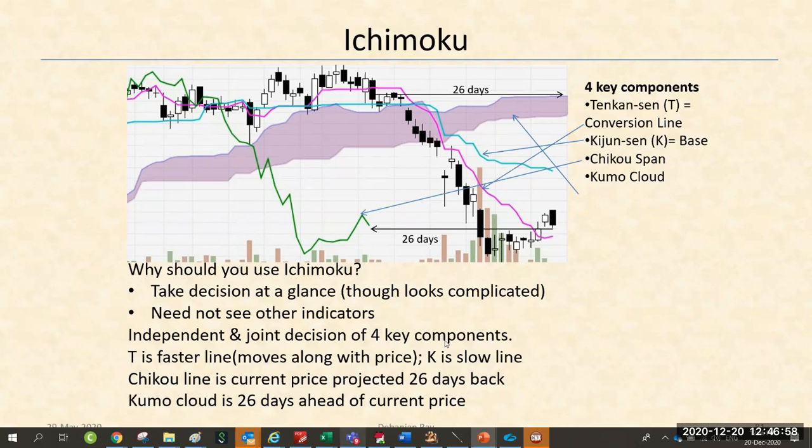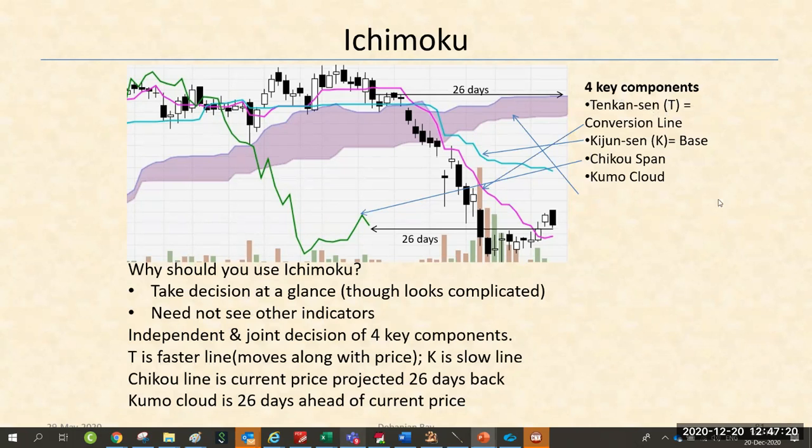four major components. The first component is called Tenkan-sen. The second component is called Kijun-sen. Third is the Chikou span. Fourth is the Kumo cloud. For a new learner, it will be a little bit difficult to understand. But let us begin with the comparison.